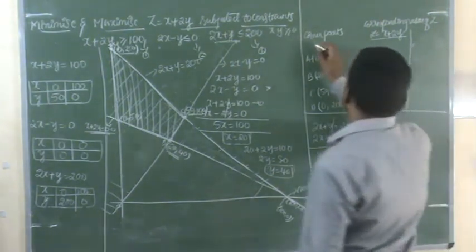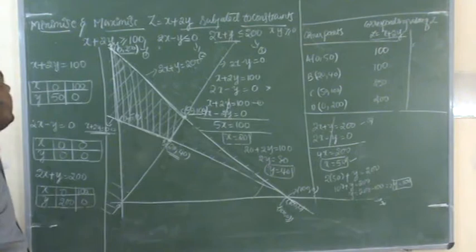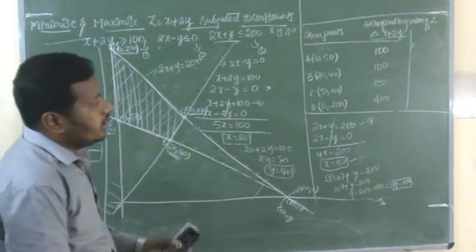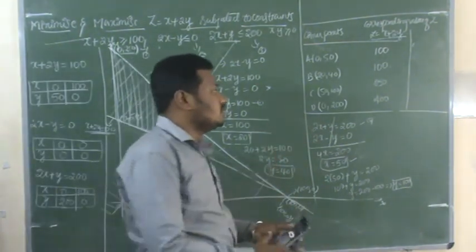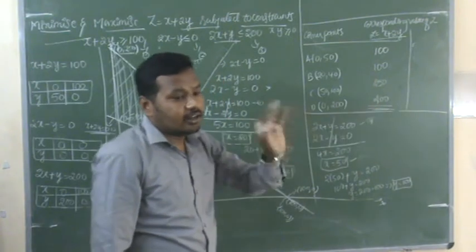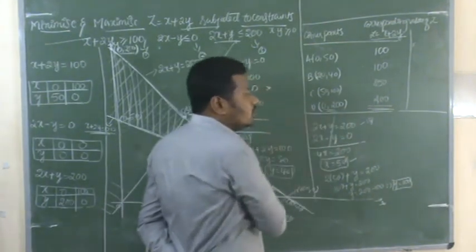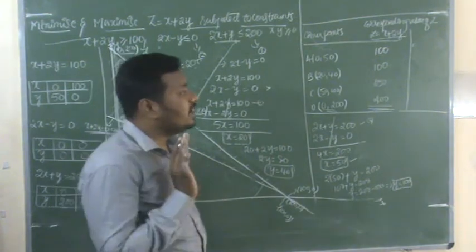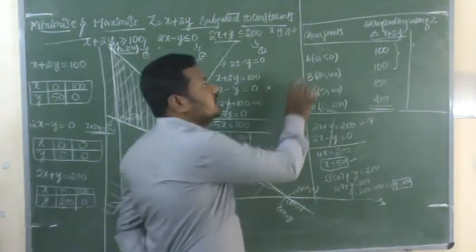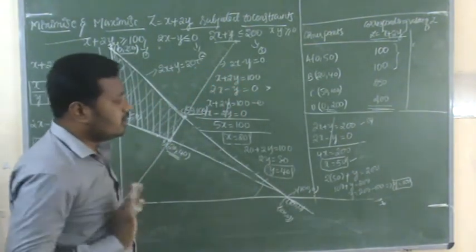Now we have to maximize and minimize the objective function z. Here the maximum value is 400 at the point 0, 200. And the minimum value is 100 at the points 0, 50 and 20, 40.